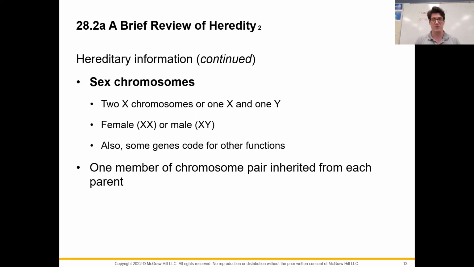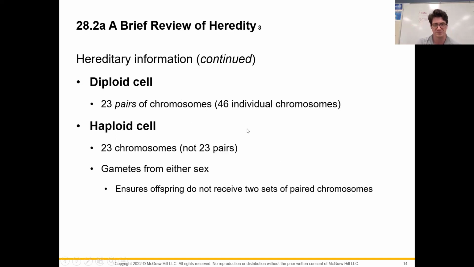Sometimes things also happen where you get someone that is XXY, where they actually get two copies of the X chromosome and then one Y chromosome. At this point, that is also going to cause its own issues. So don't think that we are only stuck in this kind of XX or XY process, okay? But all of that leads us to this next part.